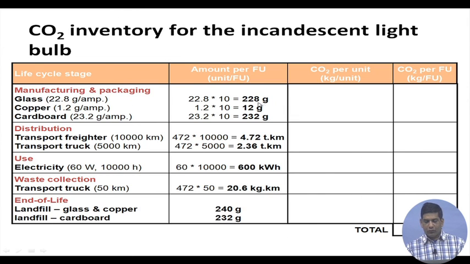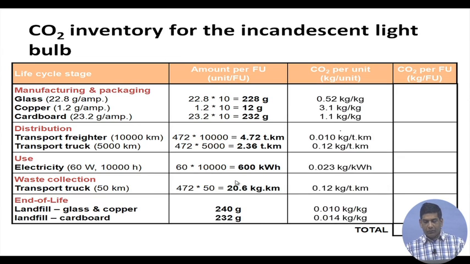So glass 228 grams, copper 12 grams, cardboard 232 grams. This is how these numbers came, because we had the data for unit, then we multiplied by 10. So this is how we got the numbers coming out. Then you can calculate CO2 release per unit, because this is per kg, we know the numbers. So we can calculate what it is for the 228 grams.